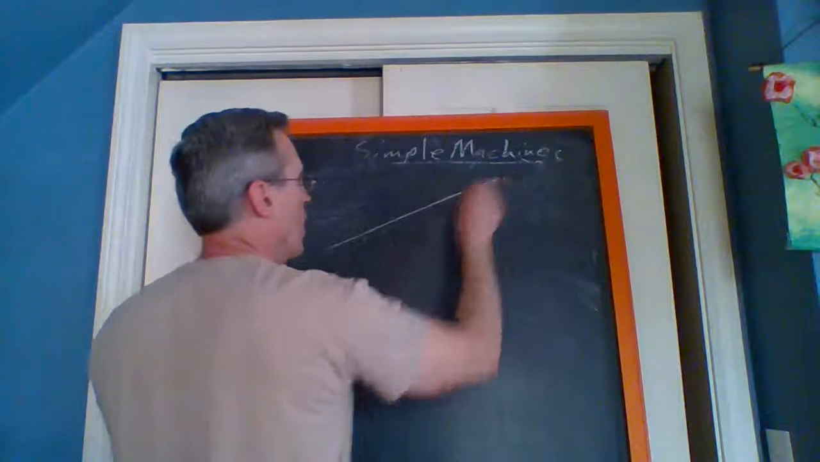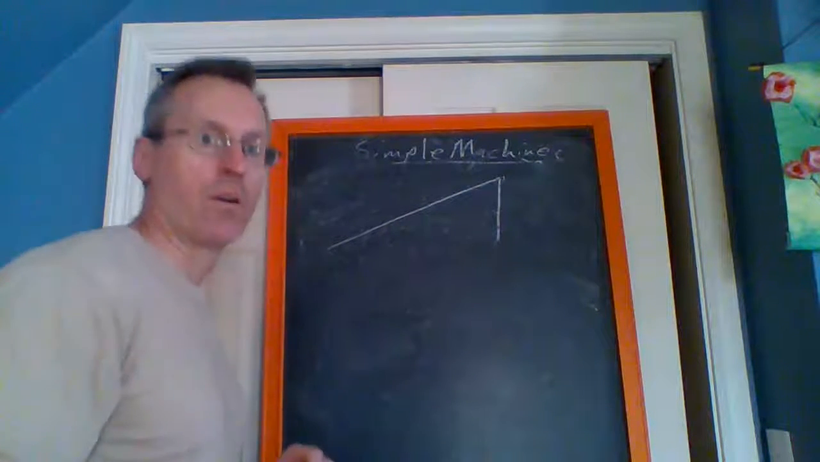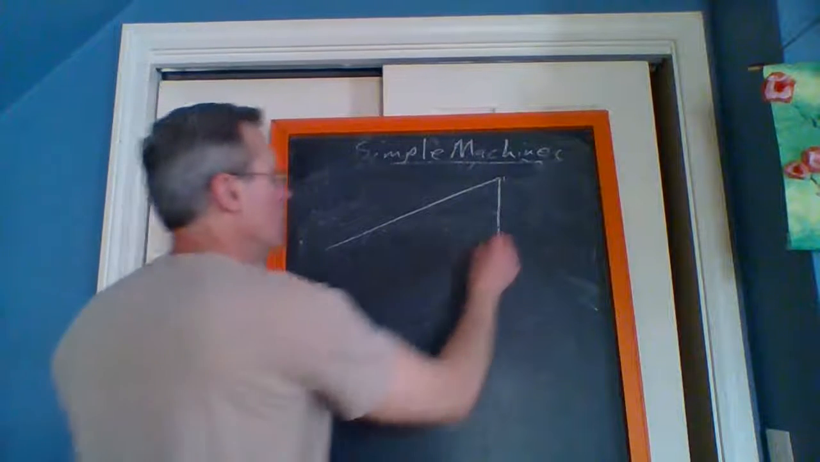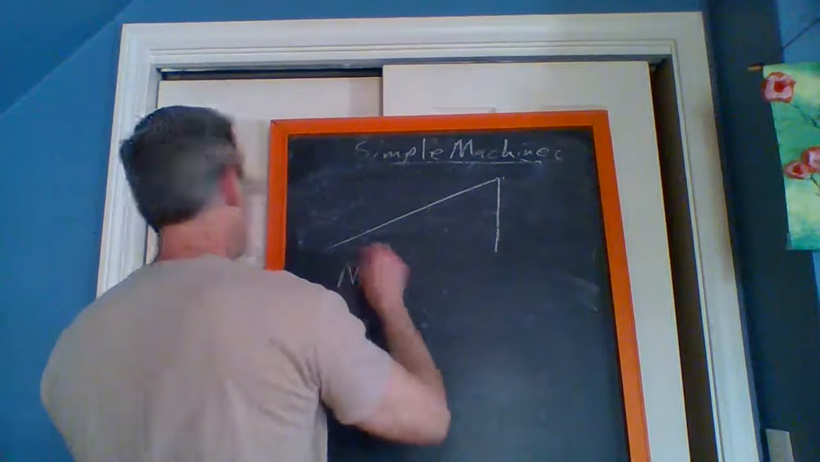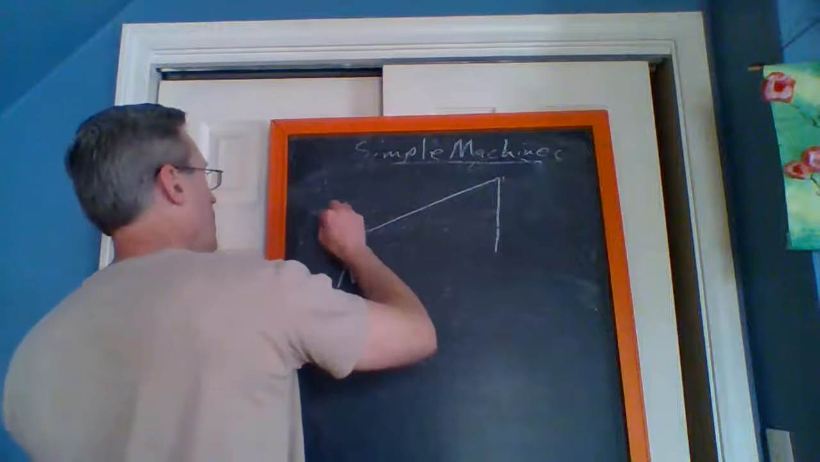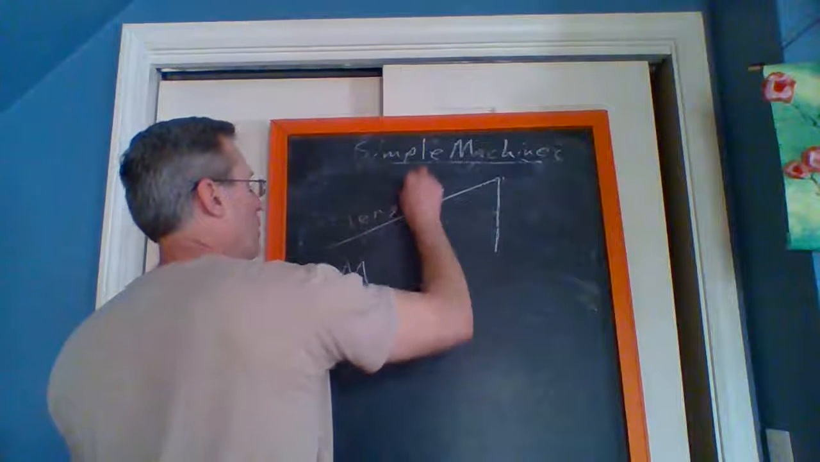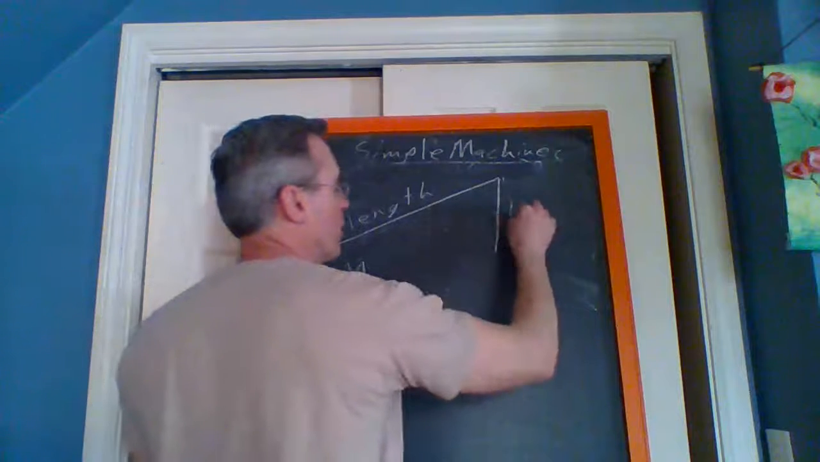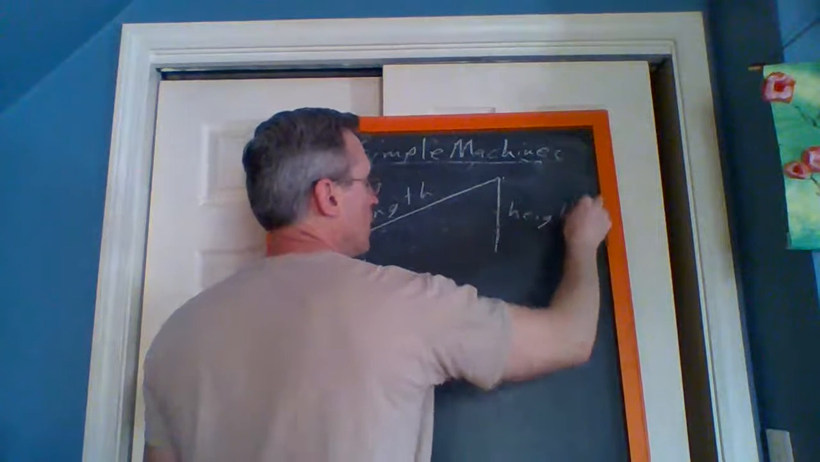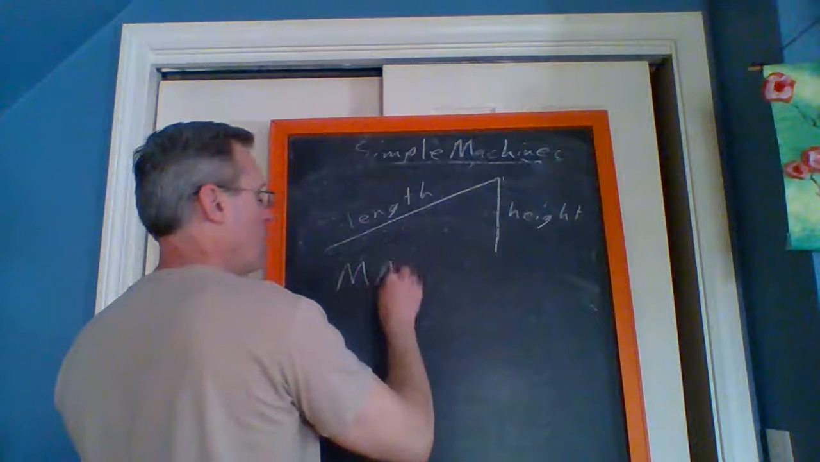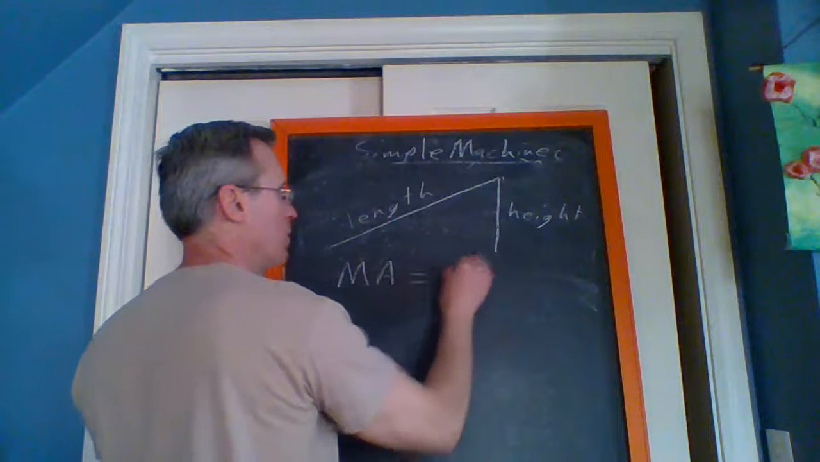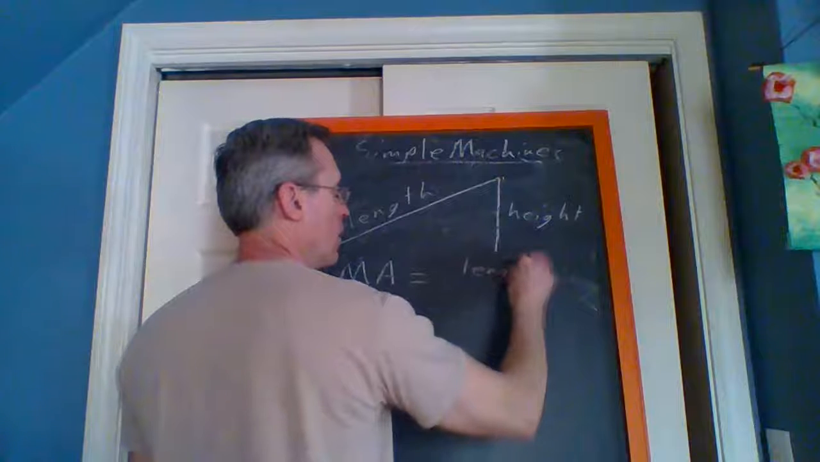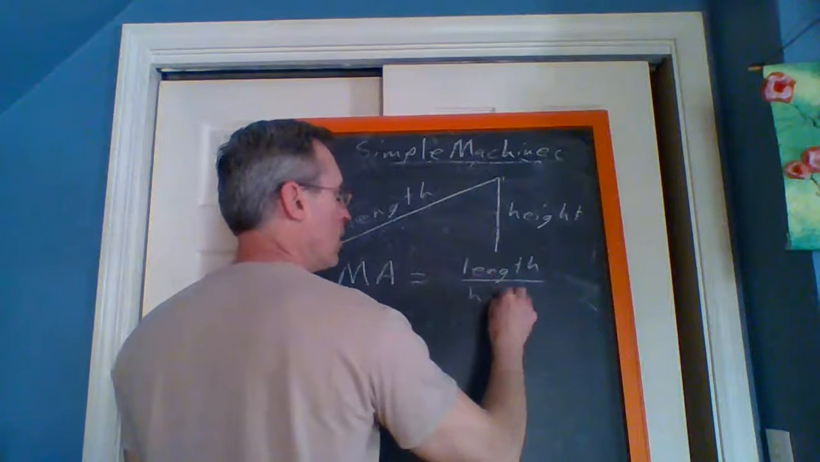Let me just close up quickly by giving you a couple more things. If you're talking about a ramp, or an inclined plane in physics, the mechanical advantage is always the length of the ramp or the inclined plane versus the height that you're lifting the object. So your MA for a ramp is the length versus the height.